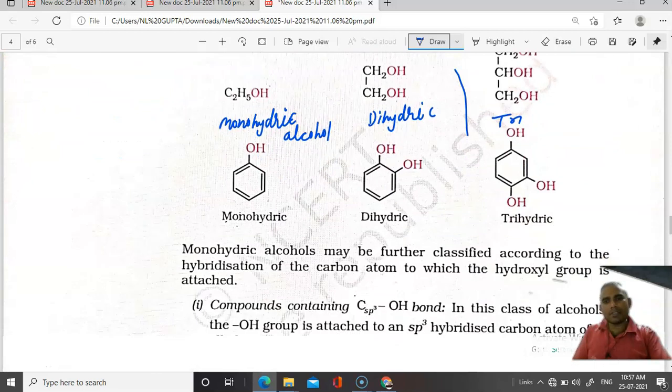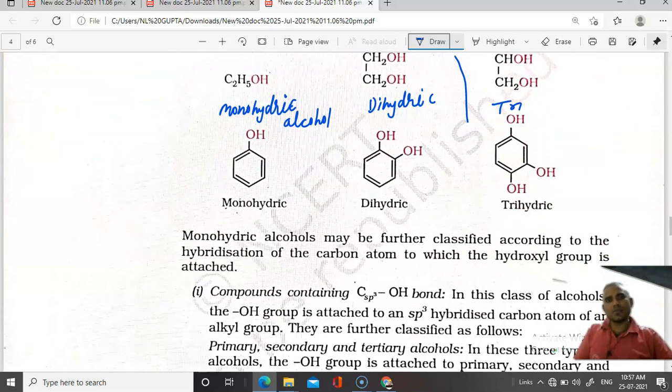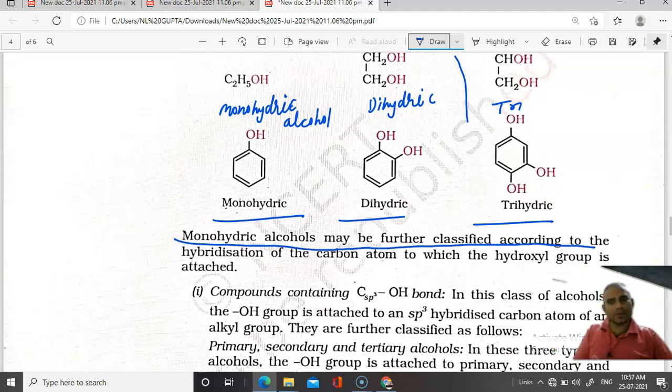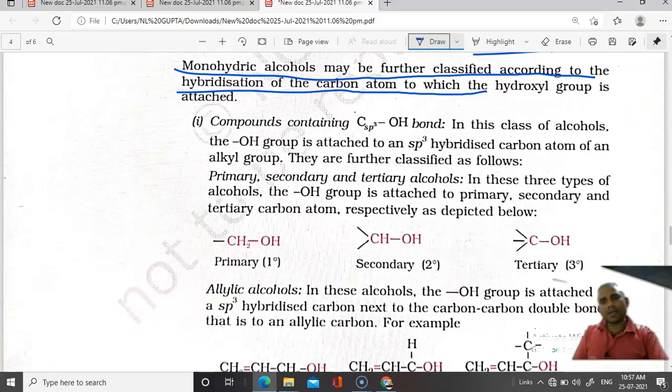So monohydric means what? Only one OH group; dihydric, 2 OH groups; trihydric, 3 OH groups. Here is also monohydric, dihydric, trihydric, right, student? Now they are saying monohydric alcohol may be further classified according to the hybridization of the carbon atom. So they are classifying on the basis of the carbon atom.